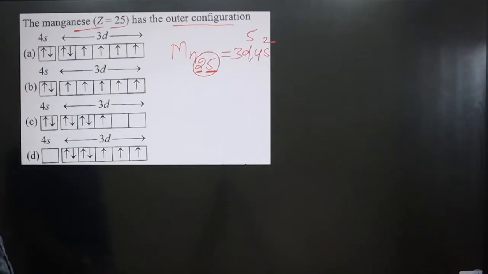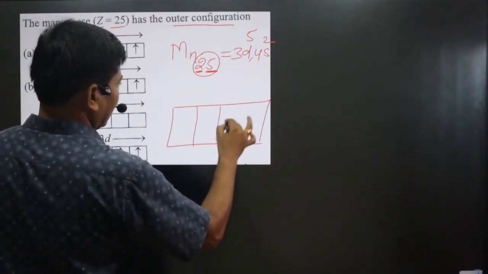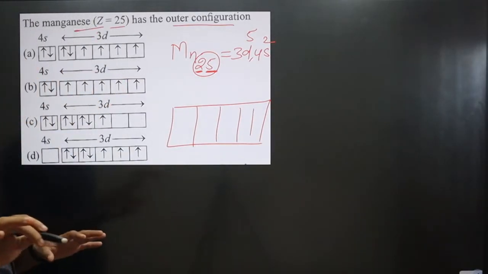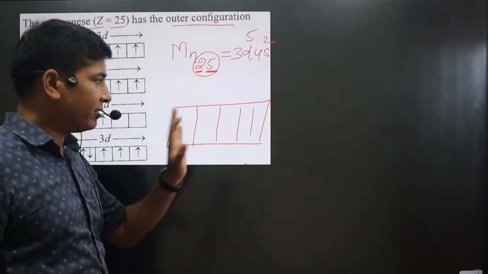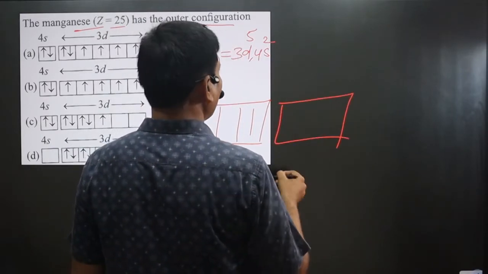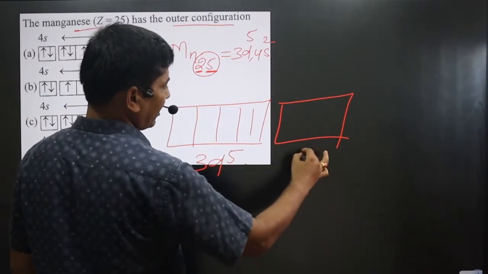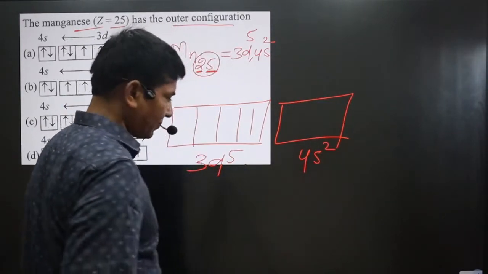Now we write the orbital notation. In the d subshell, how many orbitals are there? 5 orbitals are there, and in the s subshell only one orbital is there. So we have 3d5 and 4s2.